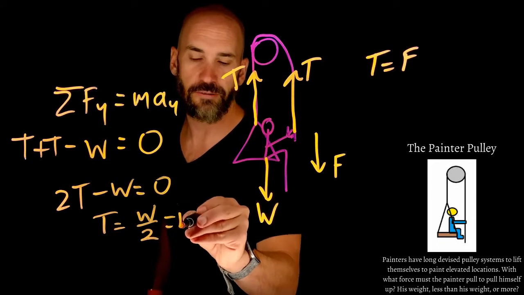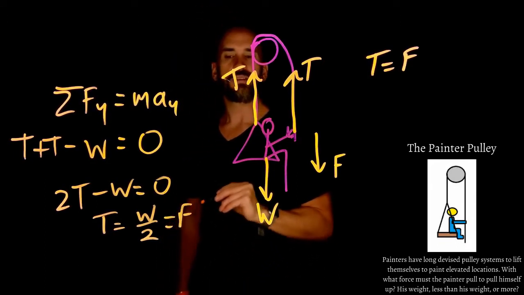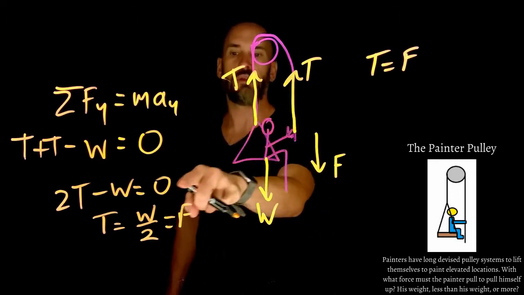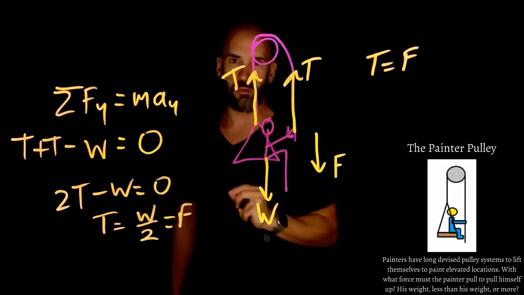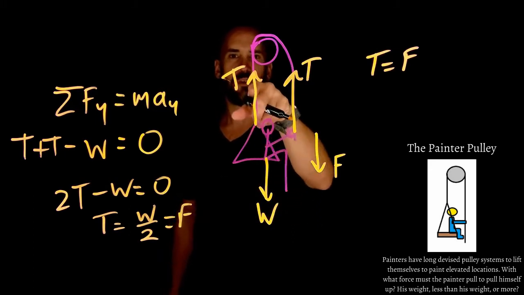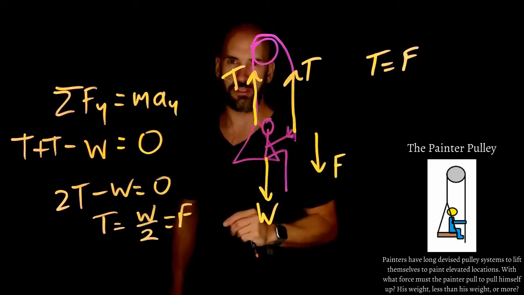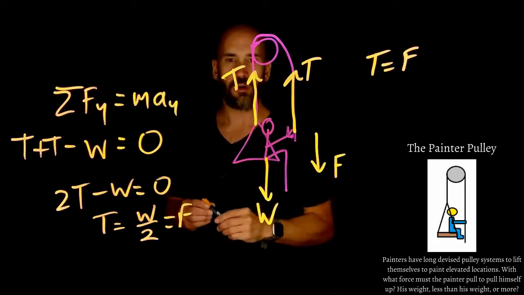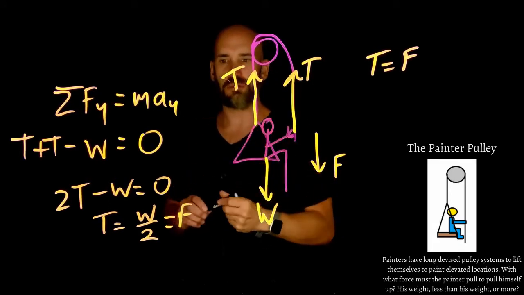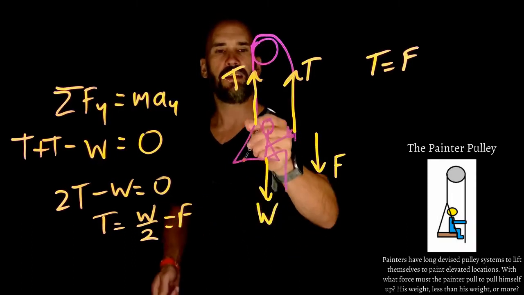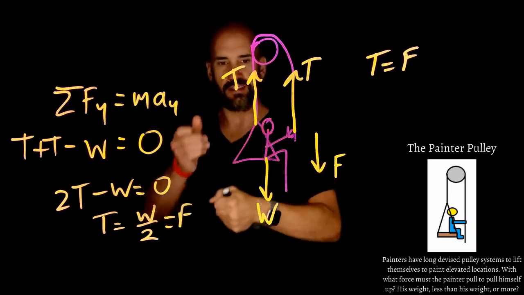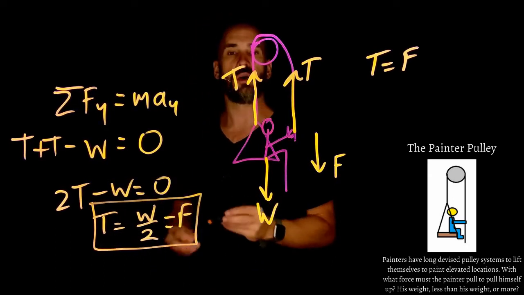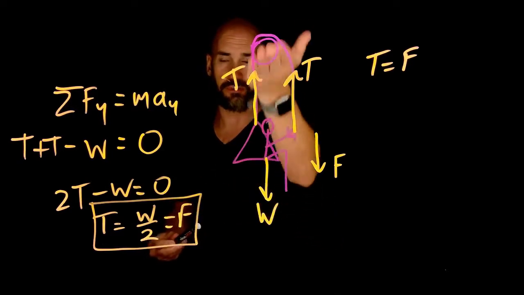And T, remember, is the force that he's applying. So in this configuration, the painter only has to pull half his weight to lift his full weight. And that's kind of the magic of a pulley, and why they're used so often. This is more in the realm of a conceptual question, explaining why a painter pulling himself up like this is actually going to have to use half the force that an elevator, for example, would have to use to lift him up.